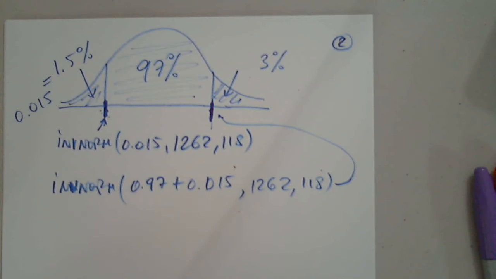So I have 0.97 plus 0.015, and that will give us the first one, the bigger one.